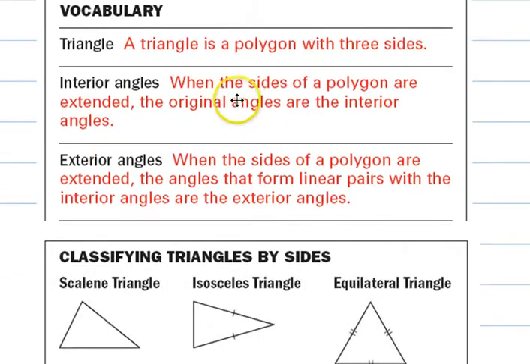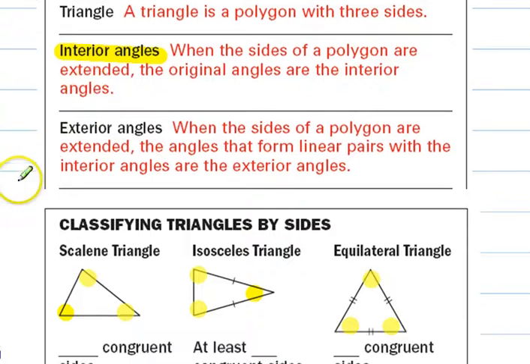The definition may be a little bit difficult, but actually interior angles are the angles that are in between or inside a triangle. So these are all interior angles. And a little bit later on, we're going to talk about exterior angles. So we're going to come back to that.